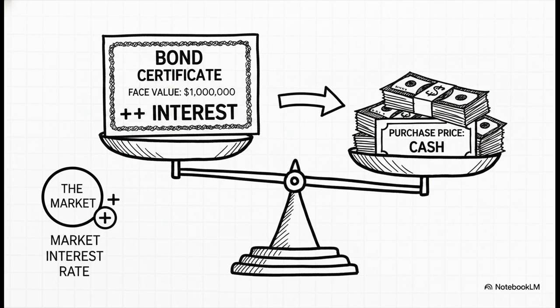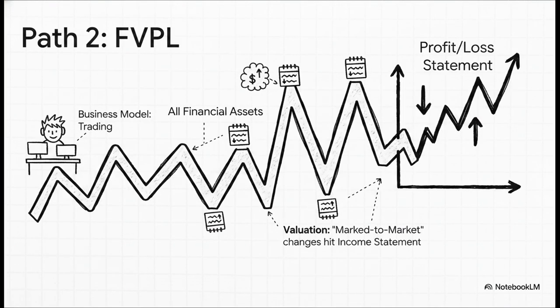If that bond pays a higher interest rate than what the market is offering right now, investors are willing to pay a premium for it. That extra cost is then just gradually spread out, or amortized, over the bond's life, which keeps the accounting nice and stable. Path number 2 has a long name, fair value through profit or loss, or FVPL for short.